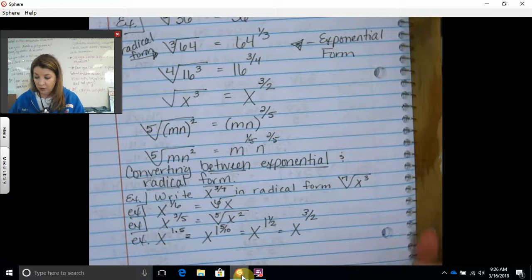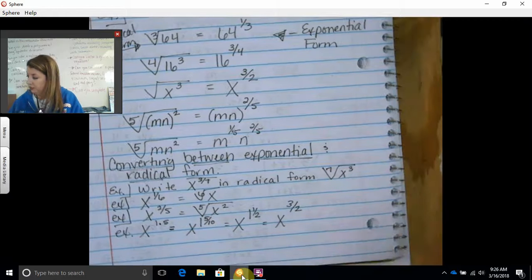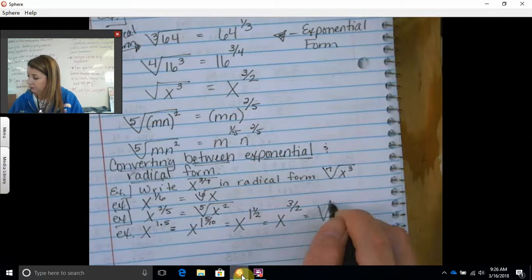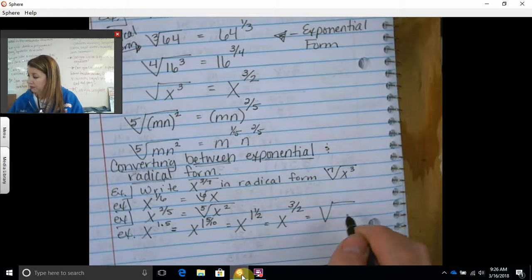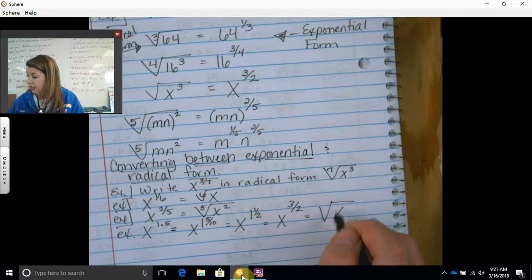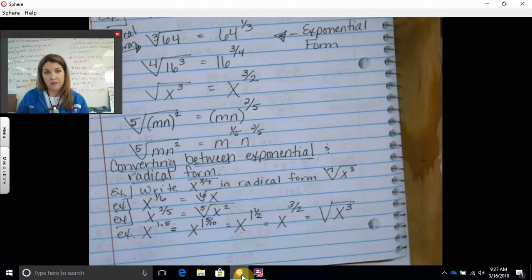Now, can we write it in radical form? Yeah, what would it be? What's my index? 2. So the square root of x cubed. And if it asked us to, could we simplify that? Yeah.